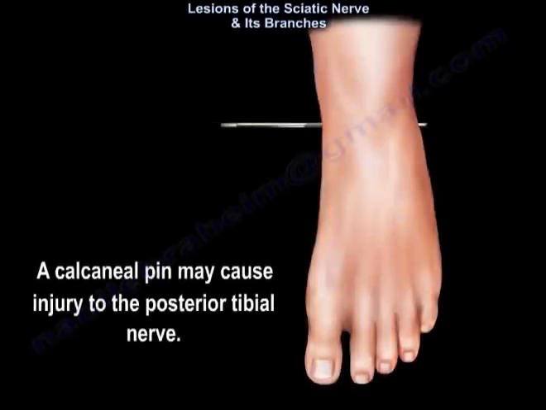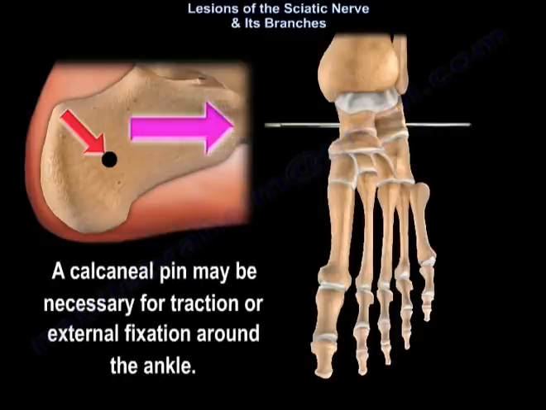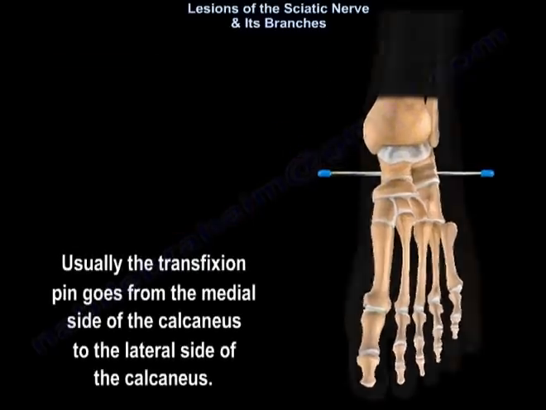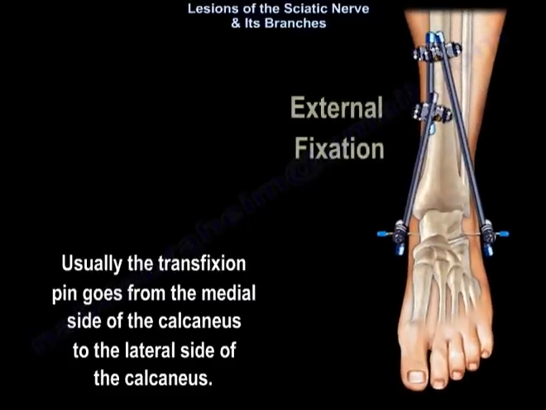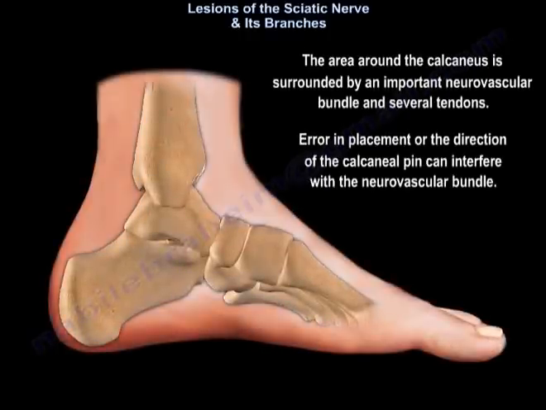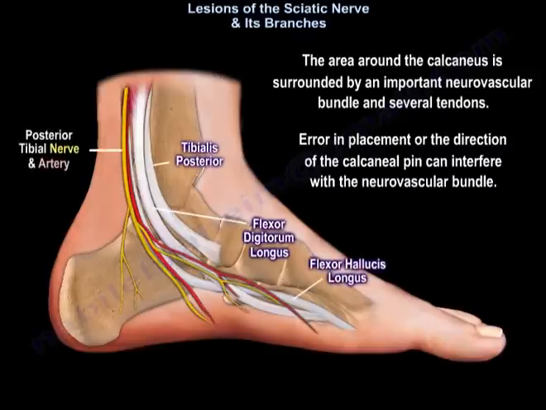A calcaneal pin may cause injury to the posterior tibial nerve. The calcaneal pin may be necessary for traction or external fixation around the ankle. Usually, the transfixion pin goes from the medial side of the calcaneus to the lateral side of the calcaneus. The area around the calcaneus is surrounded by an important neurovascular bundle and several tendons. Error in placement or in the direction of the calcaneal pin can interfere with the neurovascular bundle.